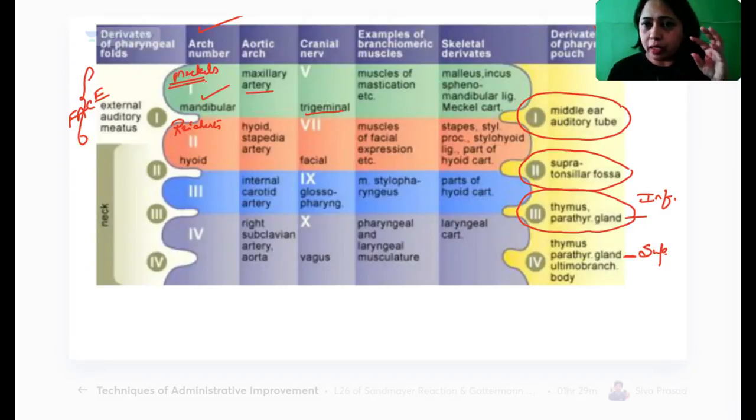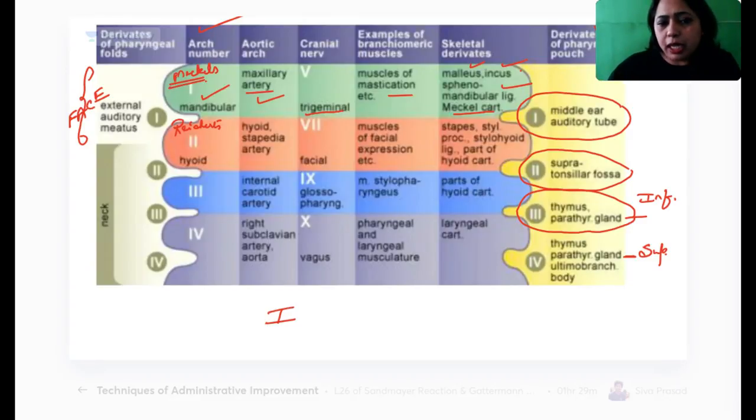It is because the nerve has got a designated group of things to supply. The artery has a designated group of things to supply. So this maxillary artery is destined to supply only those muscles of mastication and these skeletal derivatives. So it will supply this malleus is from there, incus is from there, mandibular ligament, and the Meckel's cartilage is the cartilage of this arch.